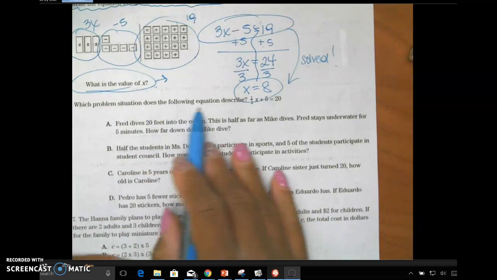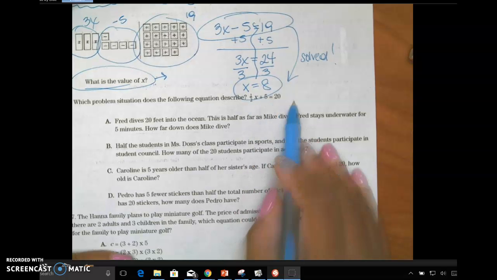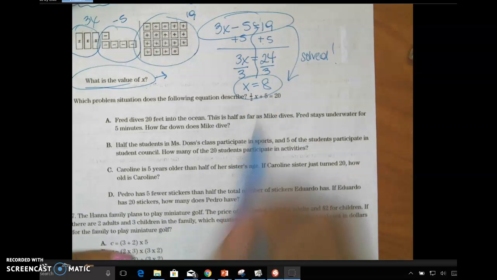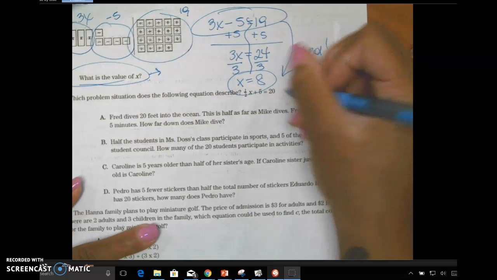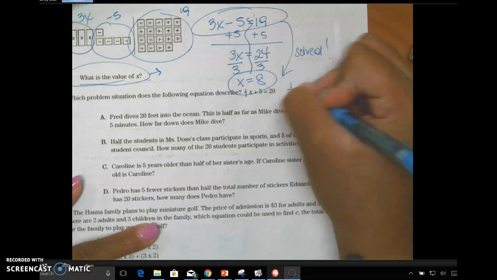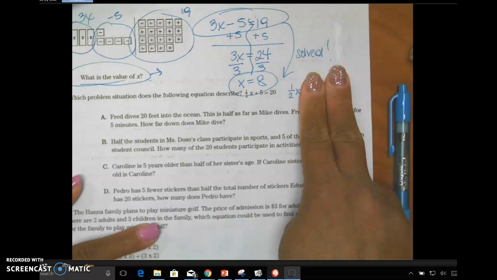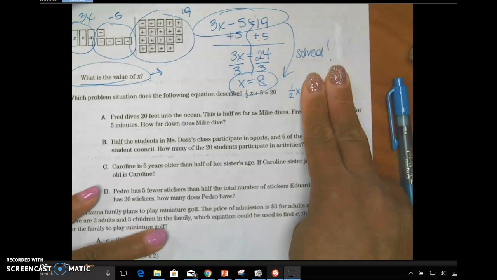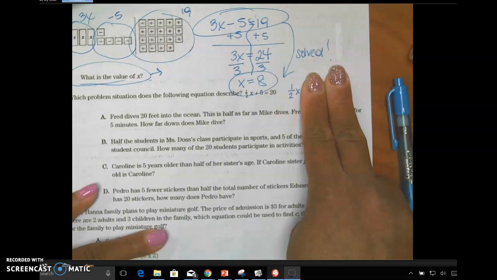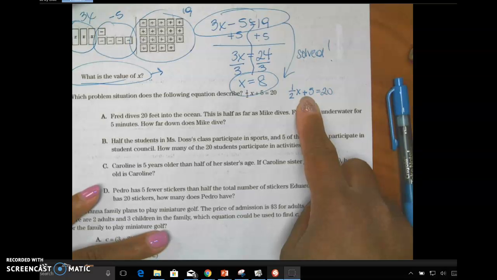Which problem situation does the following equation describe? 1/2 x plus 5 equals 20. What am I doing to the x? Multiplying it by what? By 1/2. I'm finding half of x. Then what am I doing to half of x? Plus 5. What are some words that tell me to add 5?